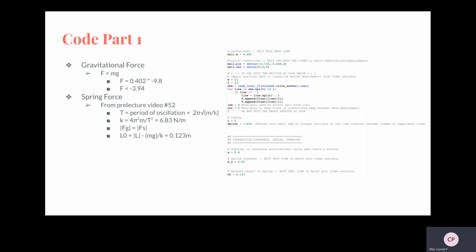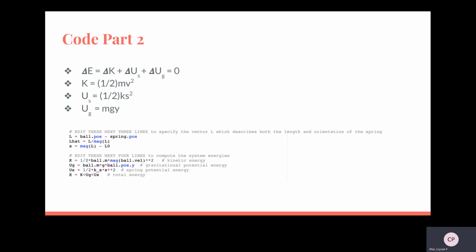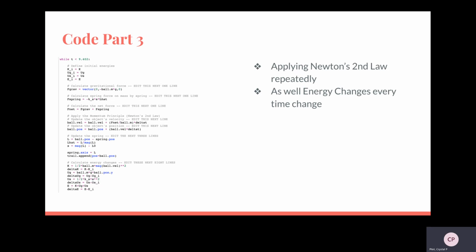The part in the middle allows us to use the CSV file that contains all our x and y components during the observed time of the spring mass system. The next part of the code specifies the vector L, which describes both the length and orientation of the spring. And then here we have the different types of energies in our system defined. Finally, this is where we go through and actually graph out our spring mass system.